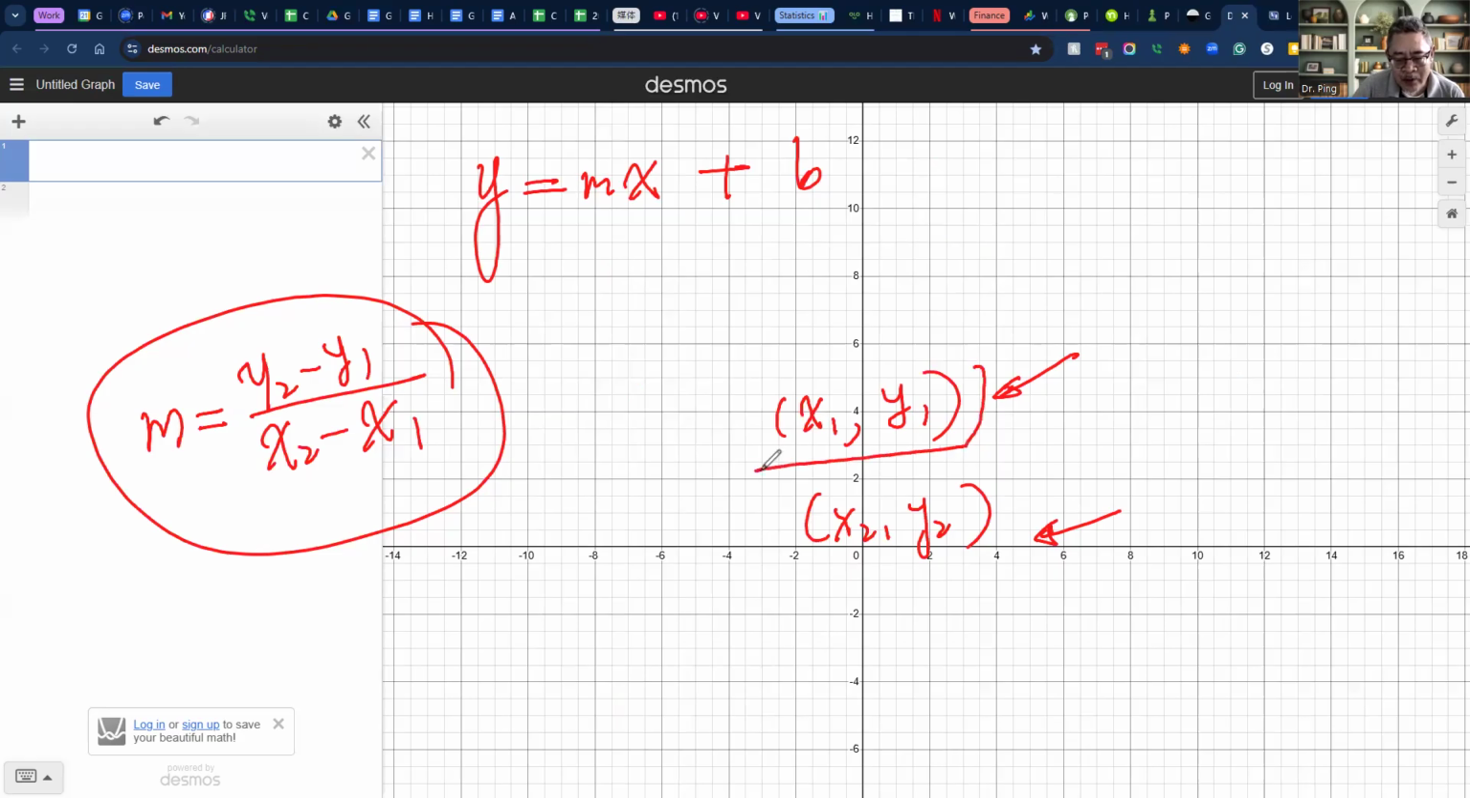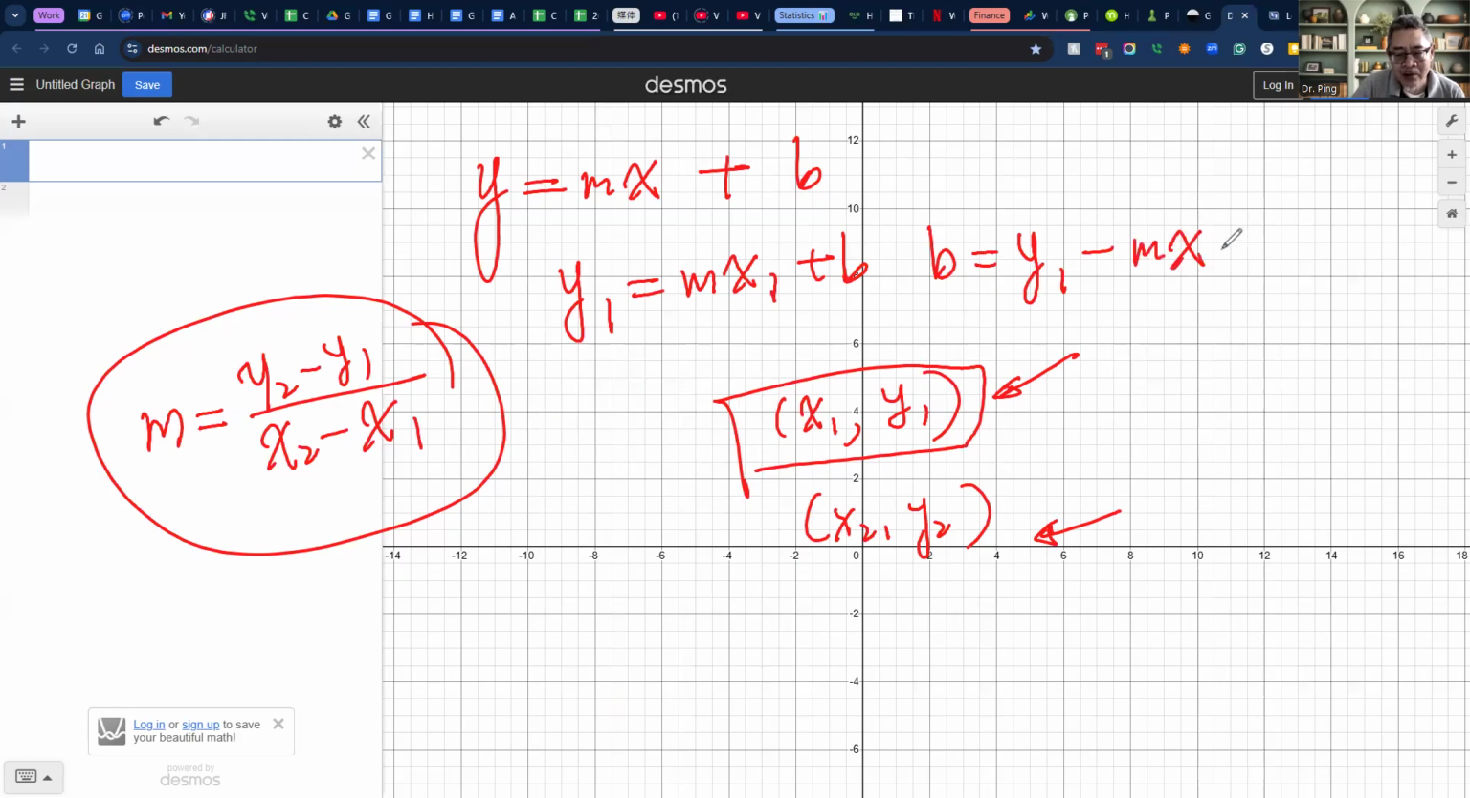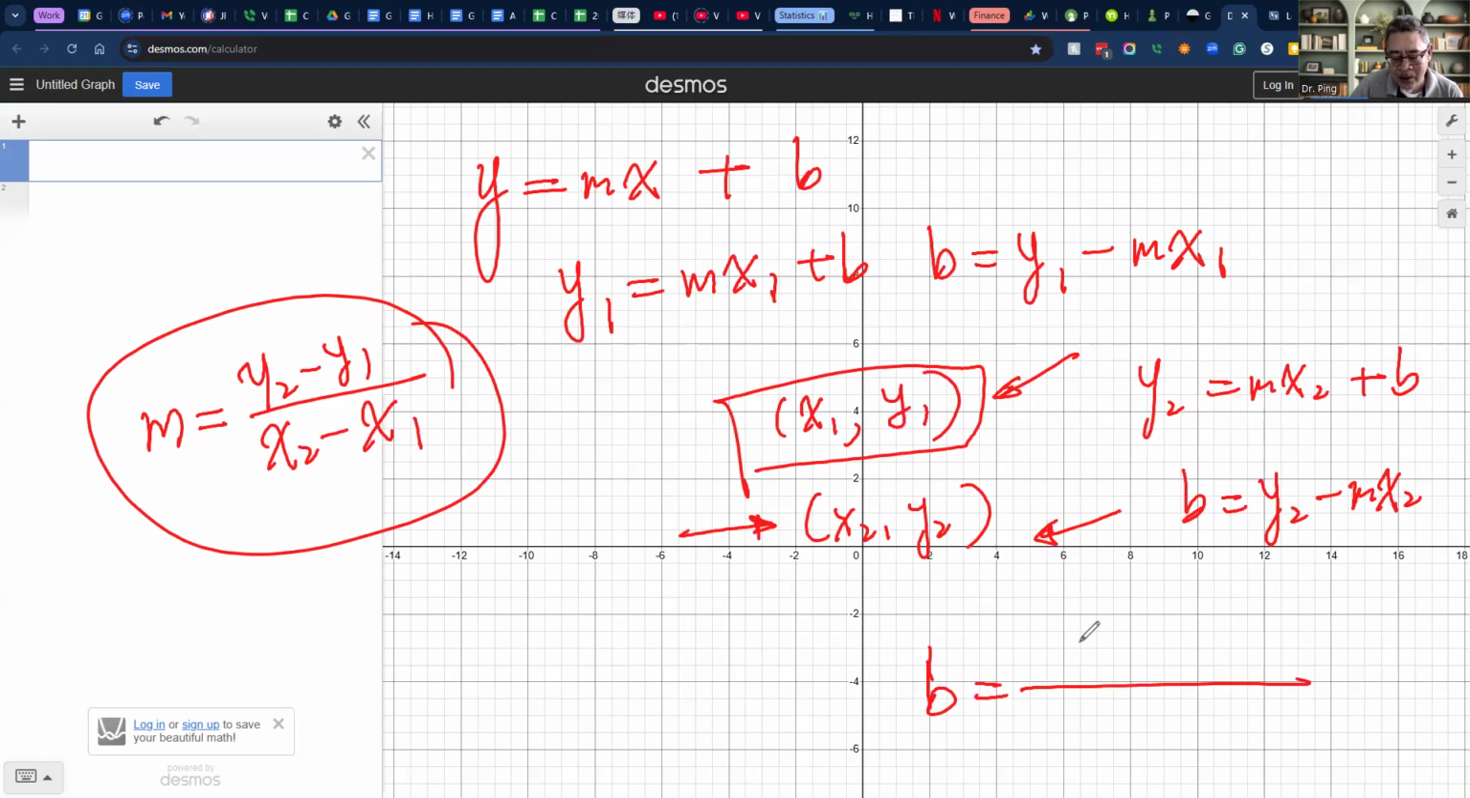And for example, if you use this point, we got y1 equals m x1 plus b, then of course b will be y1 minus mx1. If we plug in this other point, we got y2 equals mx2 plus b, then b will be y2 minus mx2. Okay, and we also derived the formula for b, so you can also use that. This, I think, is b equals (y2 times x1 minus y1 times x2) over (x2 minus x1).